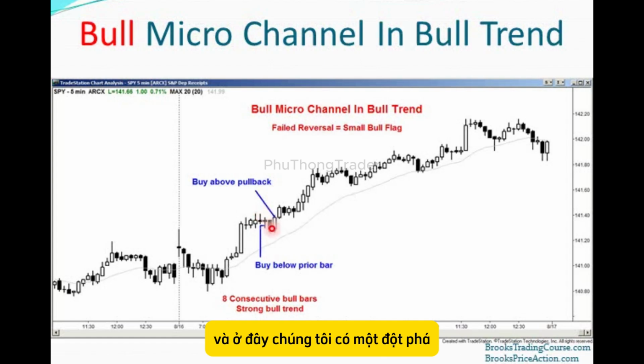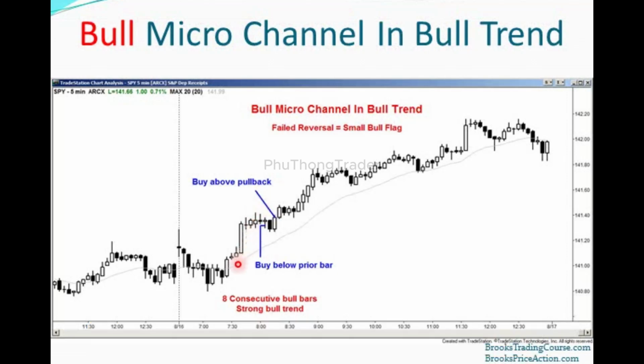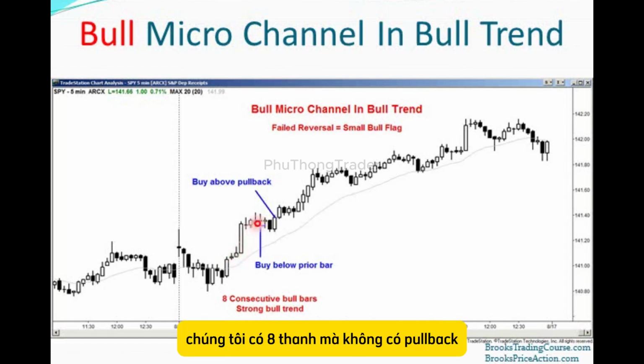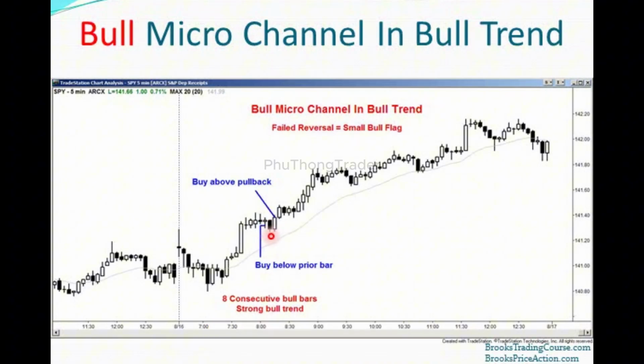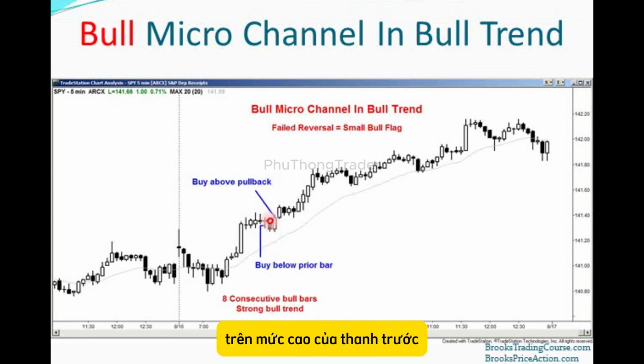And here we have a breakout below the bull microchannel. You can also call this a bull spike or a bull breakout. It's also a bull microchannel because there are no pullbacks. We have 8 bars without a pullback. So here we have the first pullback. We dropped down for 2 bars. It's a high 1 buy setup. You can place a buy stop above the high of the prior bar, and you would have been filled up here. So it's a small bull flag.